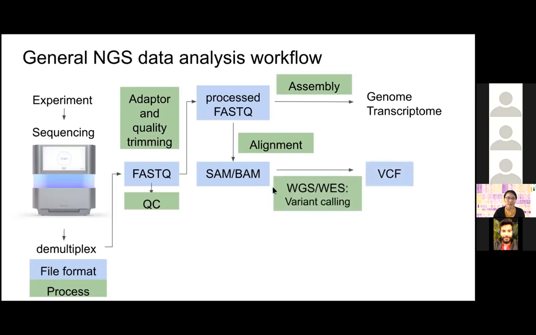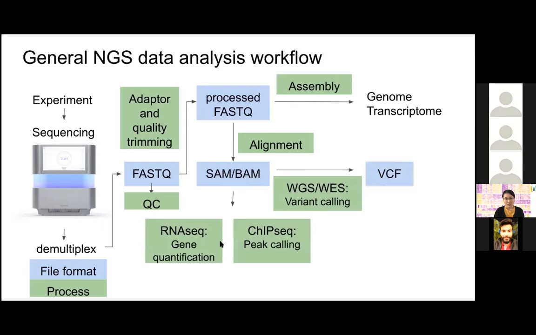Now, when we have these aligned reads, a common thing we could do, if we've performed whole genome sequencing or whole exome sequencing, is variant calling, and this will result in a file format called a VCF file, which records genetic variants. If we had performed RNA-seq, for example, a common step might be gene quantification, so we know how many reads map to each gene.